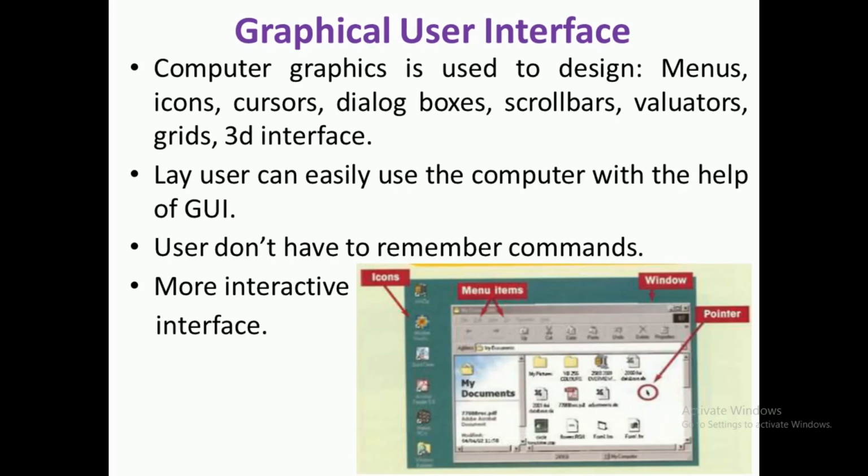Then next is the graphical user interface. Today everybody is using this, knowingly or unknowingly. If you have a mobile in your hand, definitely you are using this in your mobile, right? In short, in computer graphics people call this a GUI, that is graphical user interface. Computer graphics is used to design menus, icons, cursors, dialog boxes, scroll bars, elevators, grids, 3D interfaces, right? Users can easily use the computer with the help of a GUI, right? Even if you don't know anything about computers, you can still use it, right?